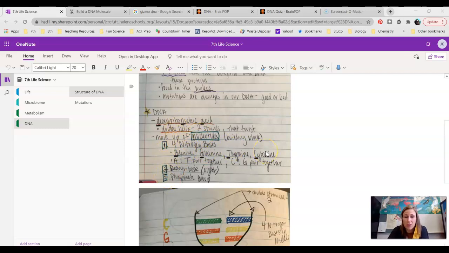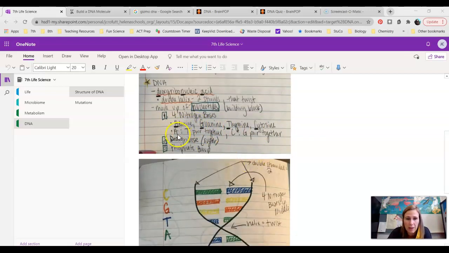And I know Miss Enfield has talked to you guys about this a lot, so this should all be very familiar to you. A always pairs with T, and C always pairs with G. Okay, so on one side you'll have an A, and then on the second strand you might see a T, or vice versa. Same with C and G.